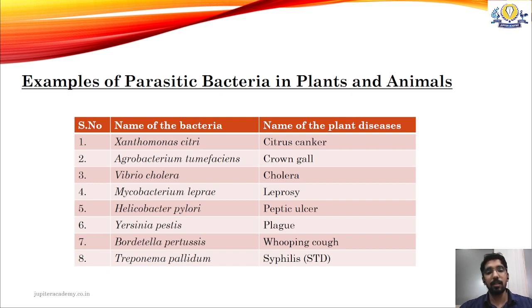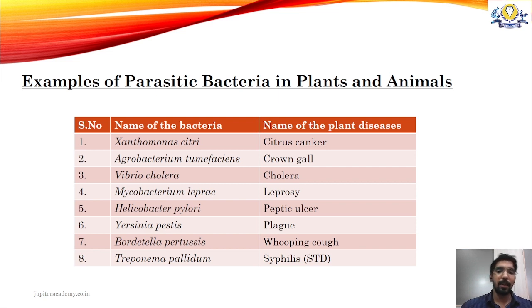But then there are other bacteria whose disease name is not similar to the species name, or the bacteria name. We have Agrobacterium tumefaciens, which causes crown gall, which is different. Then we have Vibrio cholerae, this is an animal disease. And then we have Mycobacterium leprae, causing leprosy.